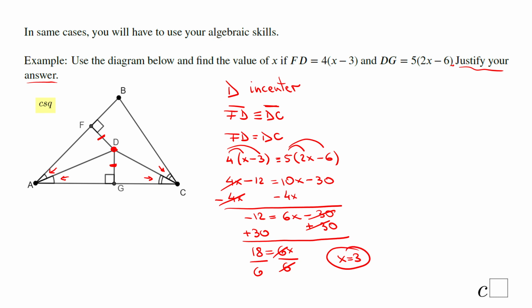That is this problem, where it's very important to understand the point D is the incenter because it is the intersection of those two angle bisectors AD and DC. Therefore, DF is congruent with DG.